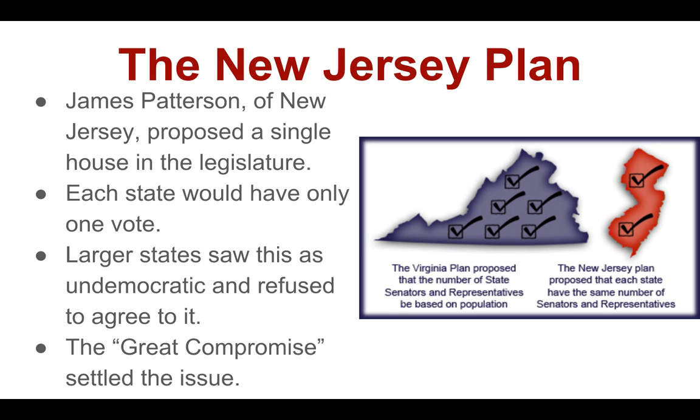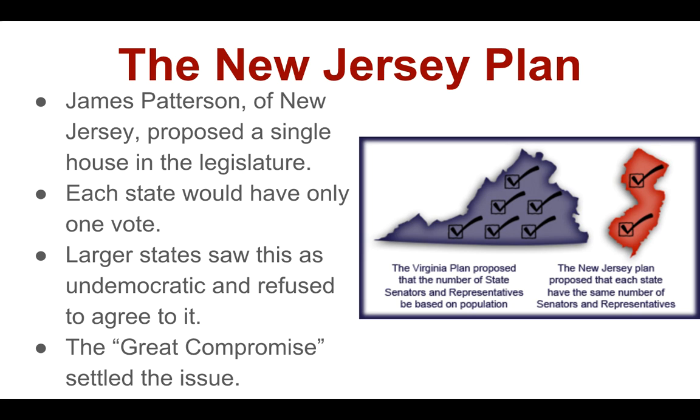This leads to an opposing plan, the New Jersey Plan. The New Jersey delegation was led by James Patterson, and he proposed that they throw out the Virginia Plan's legislature and just have a single house. Make it more like the Confederated Congress was.